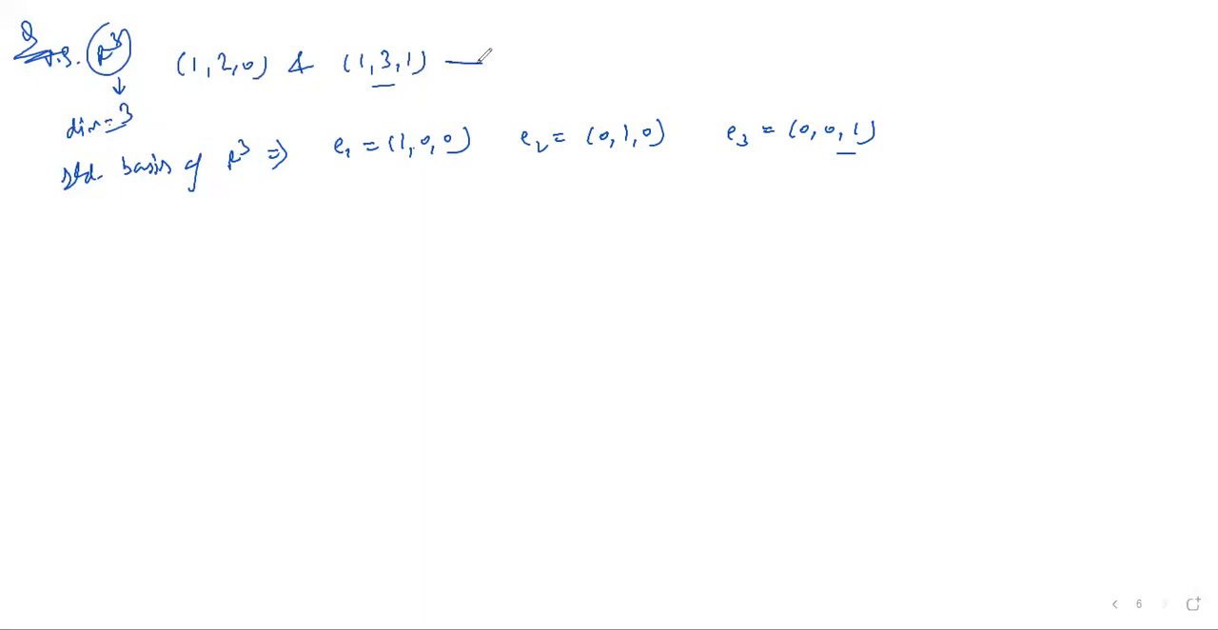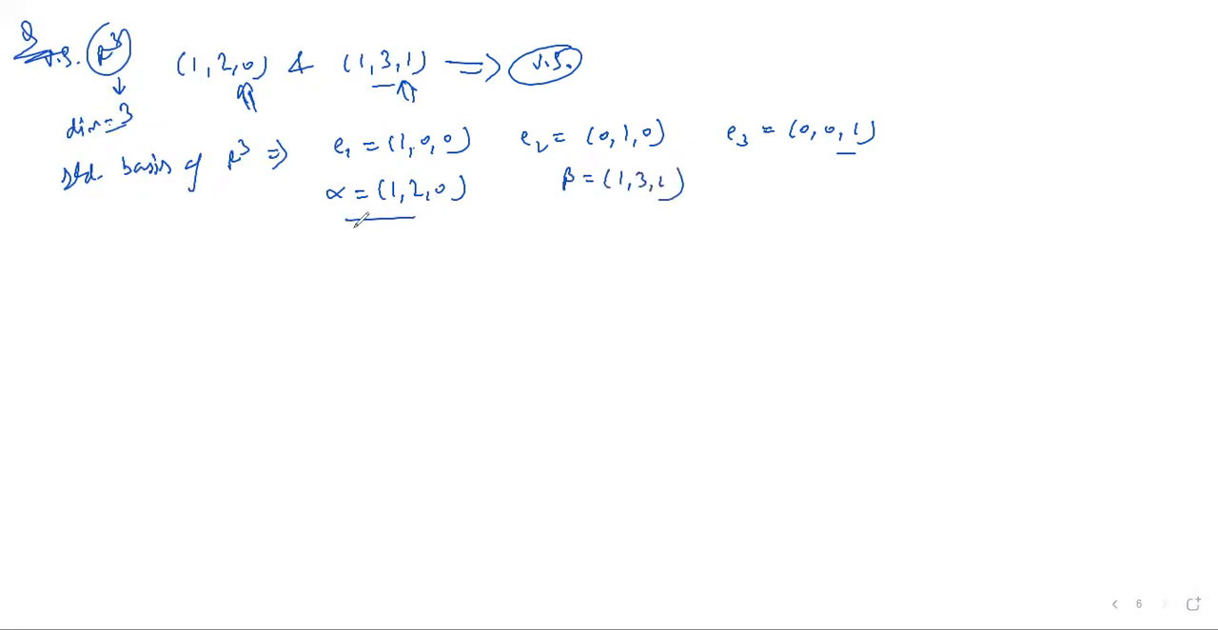And I want to find a basis for the vector space R cube that also contains these two vectors. Let's name them alpha, which is 1 2 0, and beta, which is 1 3 1.